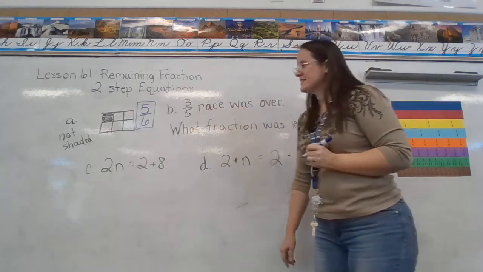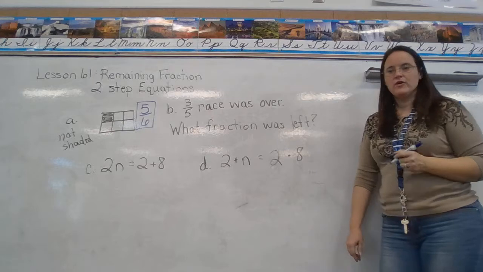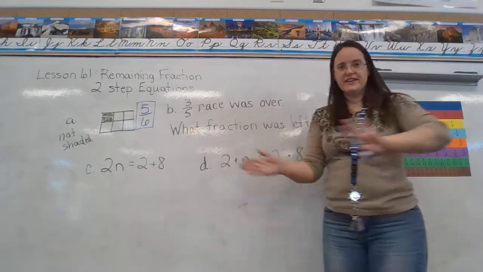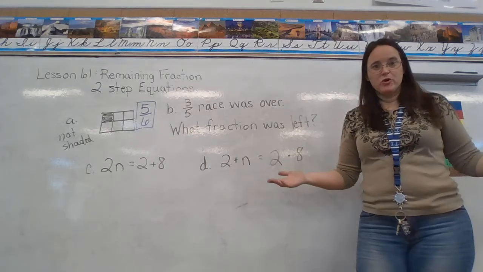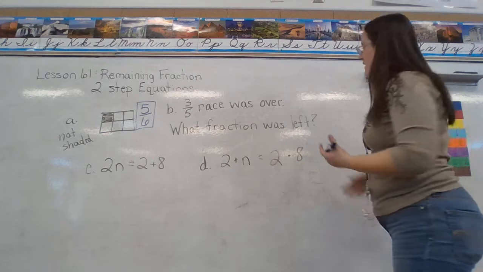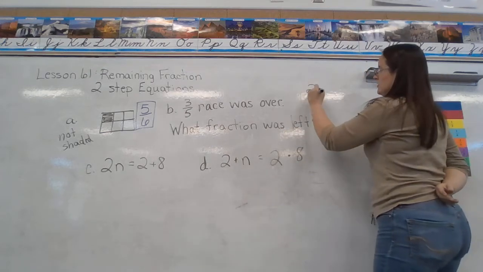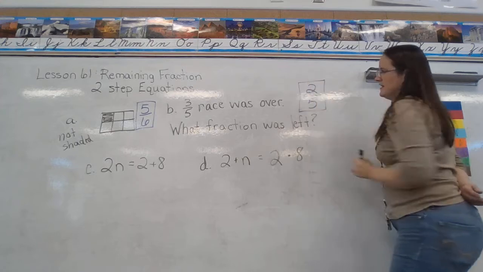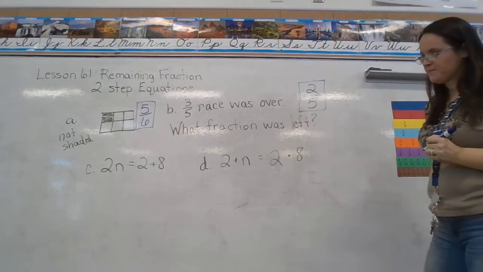B, 3/5 of the race was over. What fraction is left? 3 out of 5 taken care of. How many more are there? 2 out of, how many are there total? 2 out of 5. 2/5 of the race is left.